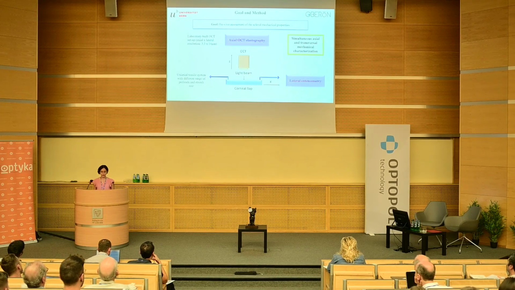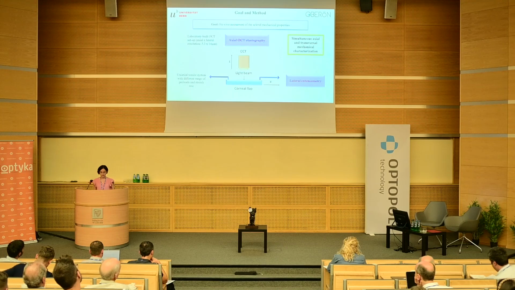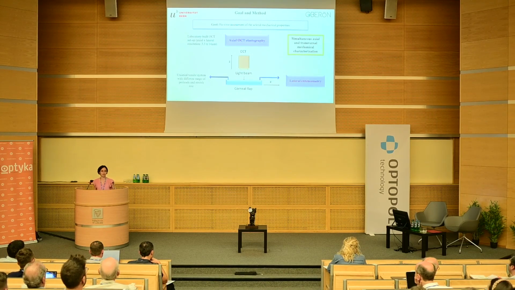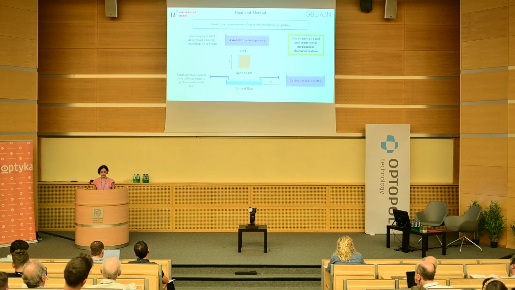For this purpose, we used a laboratory-based optical coherence tomography setup with axial and lateral resolution of 3.3 and 14 micrometers. For the mechanical stimulator, we used a uniaxial tensile system with different ranges of preload and stretching rate. We combine these two methods together to have a full optical coherence elastography method. In this experiment, we connect the sclera flap to the uniaxial clamp and stretch it. At the same time, we image the sclera with the optical coherence tomography system, and then we analyze the signal.